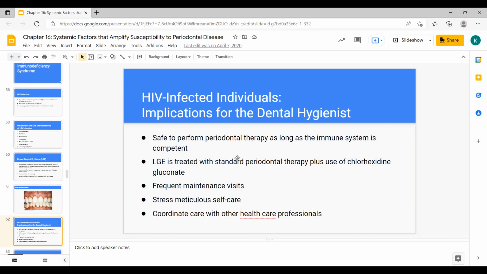Most patients who are telling you that they have HIV are probably undetectable, okay? Meaning that they're on medications to where the virus is undetectable in their bloodstream.